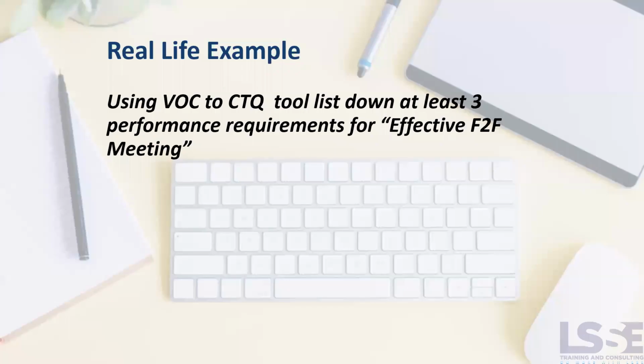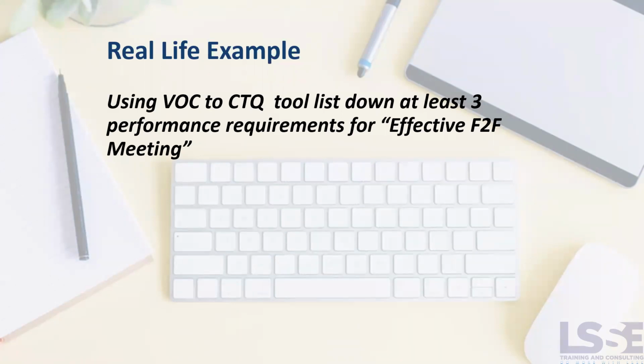Now, this VOC to CTQ tool I actually use in real life. A scenario I had in the past was one of my clients told me, "Hey, I want to have an effective face-to-face meeting." It was just that statement, effective face-to-face meeting. As it is, that is ambiguous. Okay, how would you define an effective face-to-face meeting?